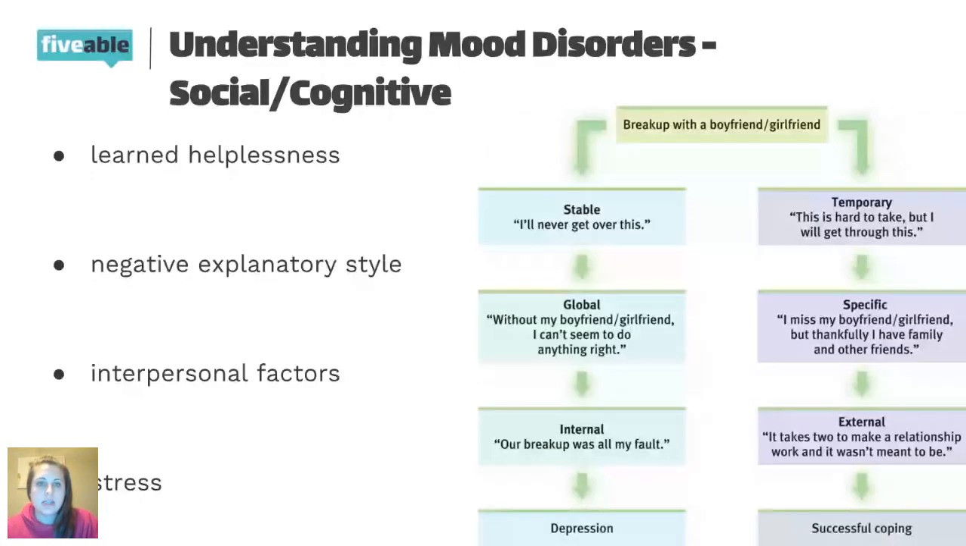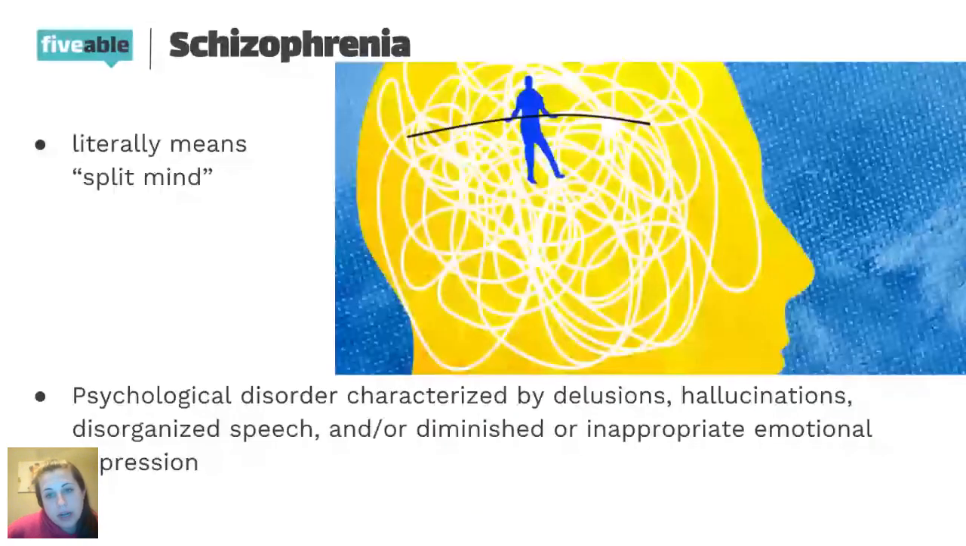All right, so we are done with mood disorders. We're going to do a brief overview now of schizophrenia. Schizophrenia, the word, literally means split mind. And basically, schizophrenia is a psychological disorder. And how we determine it is based on a person's delusions, hallucinations.